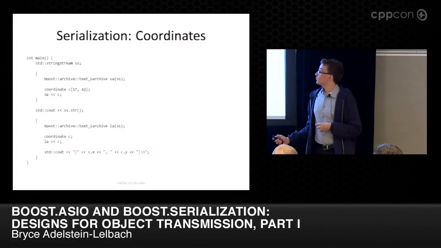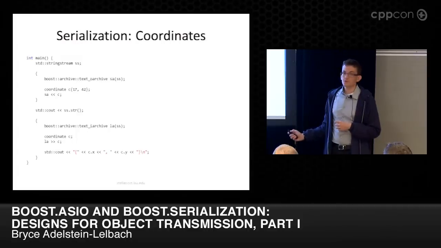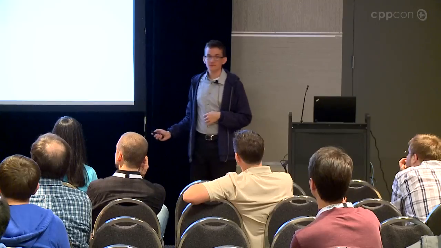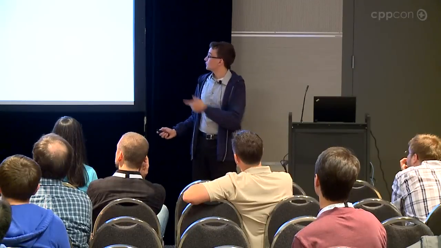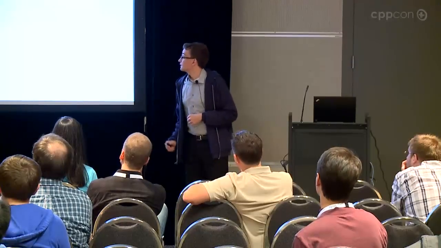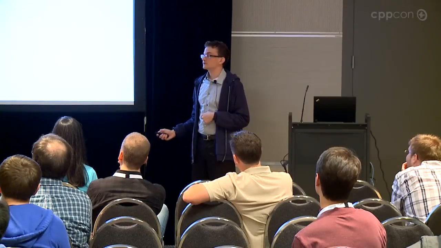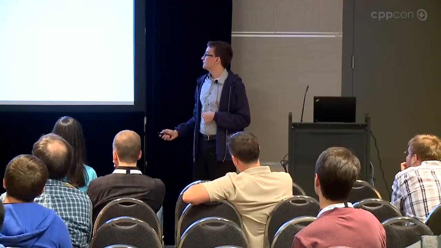And note we're keeping this archive in scope here because we want it to go out of scope and write before we start to do the read. Then here we're going to print out the string stream, and we'll see what it prints out in a second. And then we've got the input, and it's the same sort of thing. Create your archive, read it in.